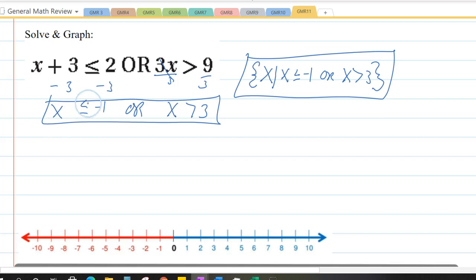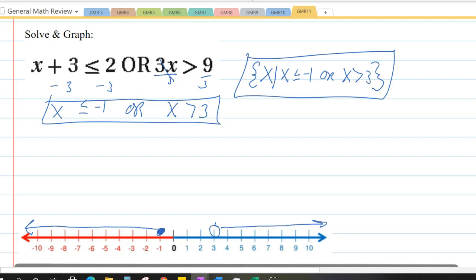If I say x is less than or equal to -1, that means I'm starting at -1, drawing a solid circle, and I'm following the arrow to the left. So it's going to be everything less than or equal to -1. I also have an or, x is greater than 3. Because there's no equal sign, I have an open circle, and I point it to the right. It's greater than 3, so it's everything greater than.